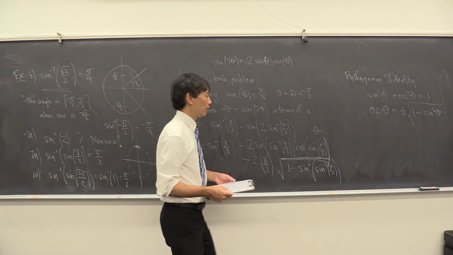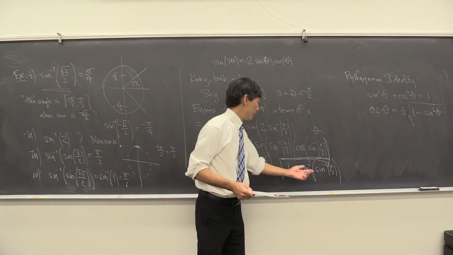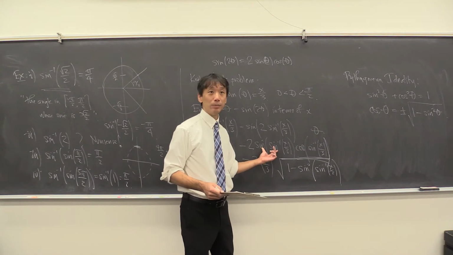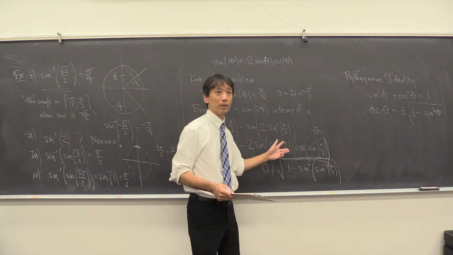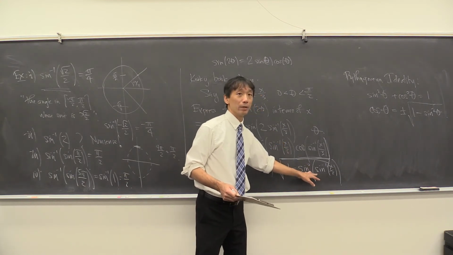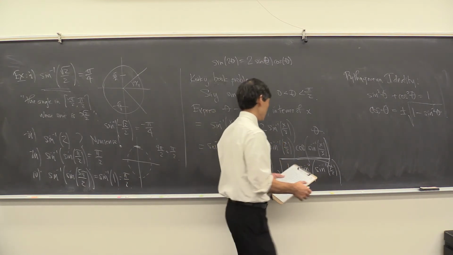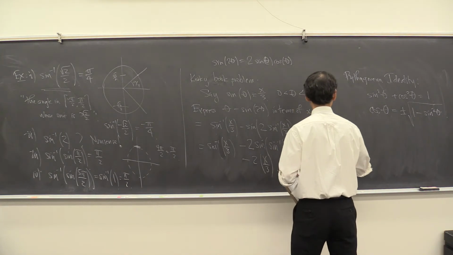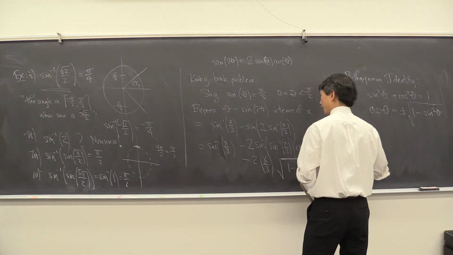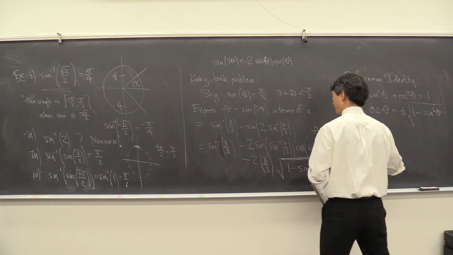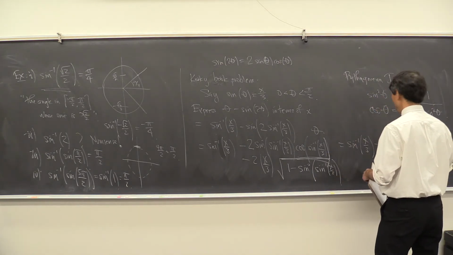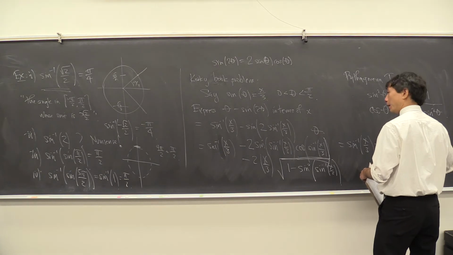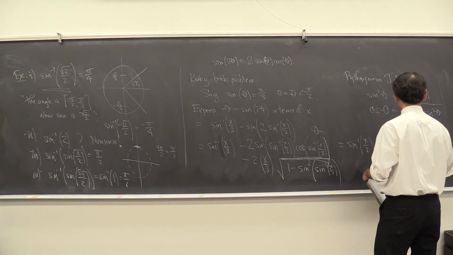Okay. But we just said what this was, right? Sine of sine inverse x over 3 is just x over 3. So we just get the square of that here. Okay. So this works out to sine inverse x over 3 minus 2x over 3 times the square root of 1 minus x squared over 9.